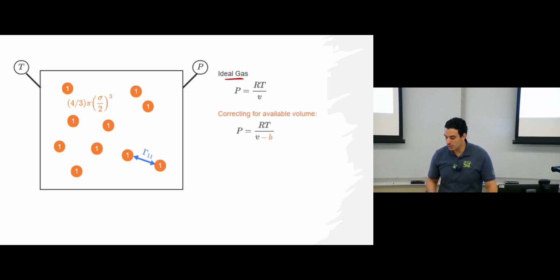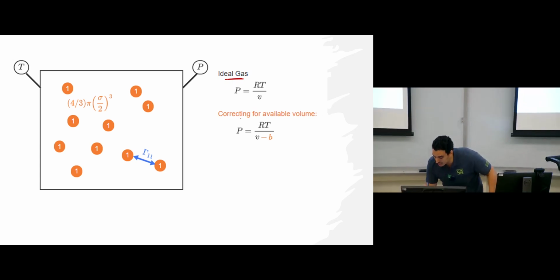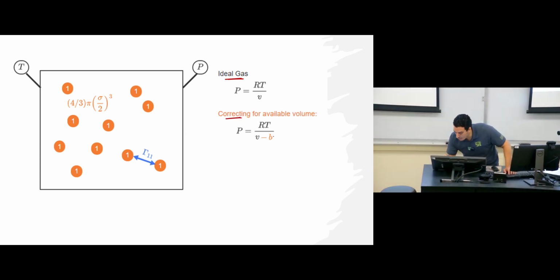So the first update we have, we can correct the ideal gas equation of state by adding this parameter b, and this parameter b accounts for the volume of the molecules.